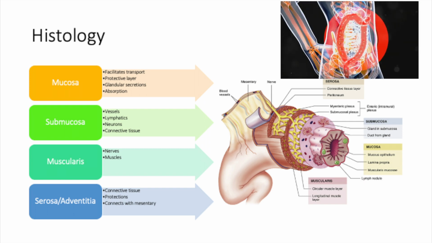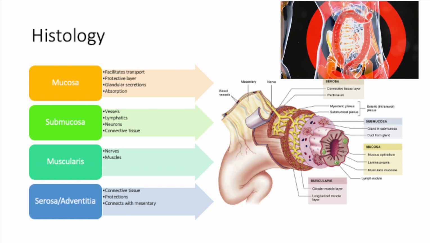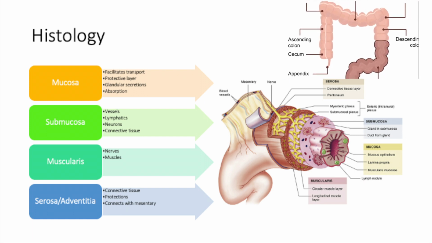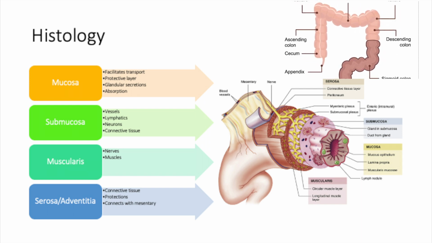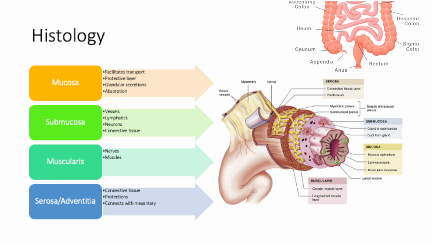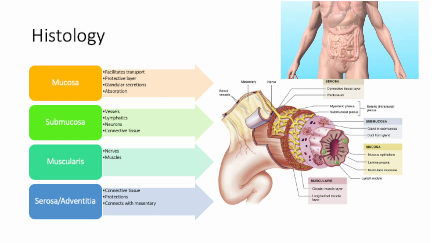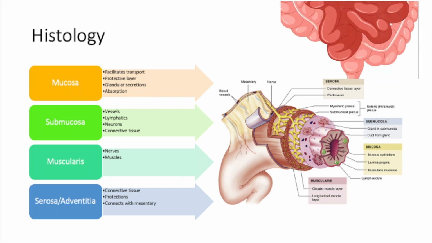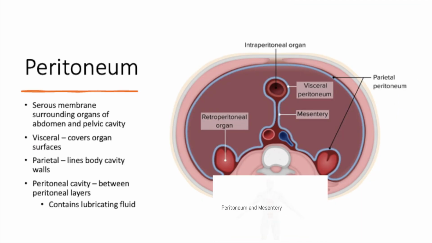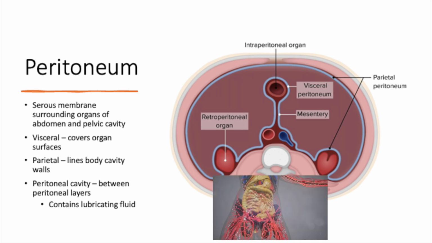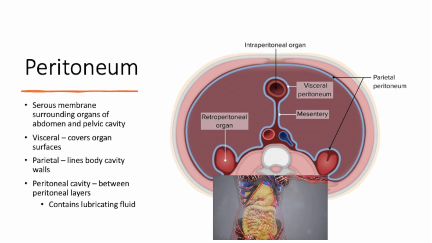Another difference is with the serosa or adventitia. The lower GI tract connects with the mesentery, a membrane that facilitates intestinal motility, blood vessels, nerves, and lymphatics. The mesentery is a key structure in the function of the lower GI tract. The peritoneum is the serous membrane that surrounds the organs of the abdomen and pelvic cavity. It is analogous to the pericardium around the heart and the pleura around the lungs.